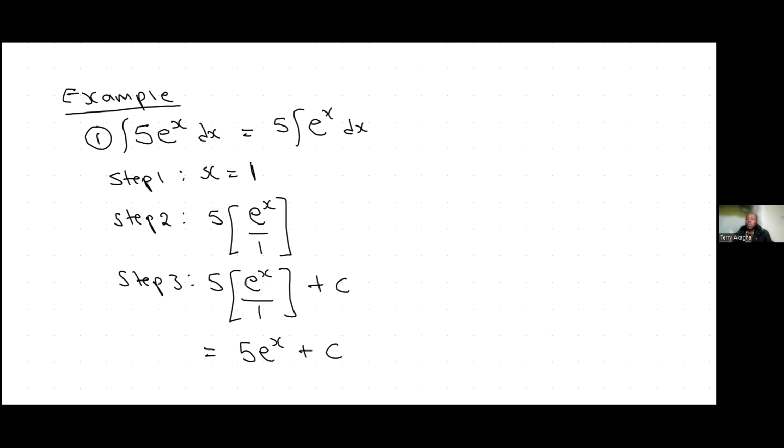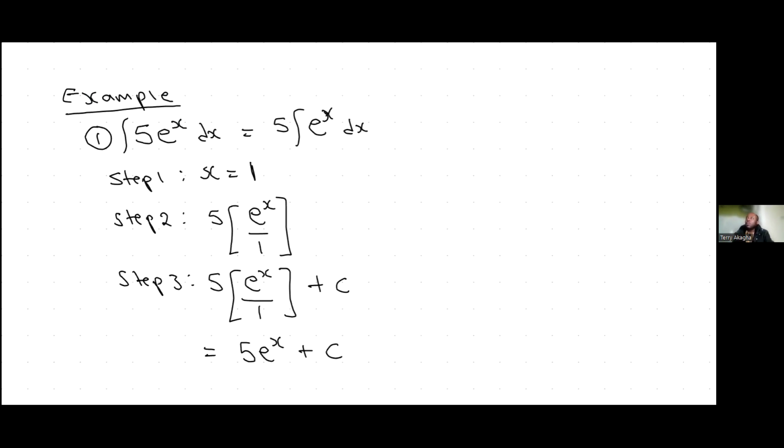Okay? So that's the thing you need to keep in mind. You have to first differentiate the power, then you divide the original question by the power. And remember, like we said earlier, if there is a constant, you always bring out the constant. Is that okay?